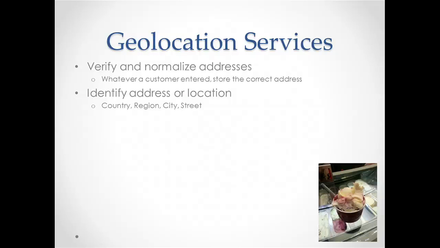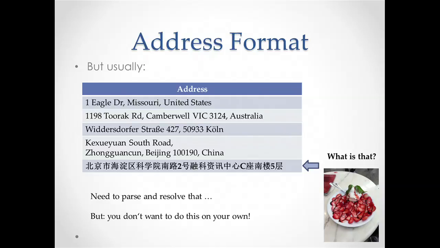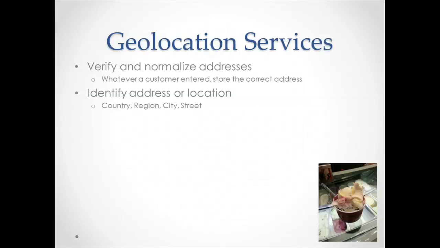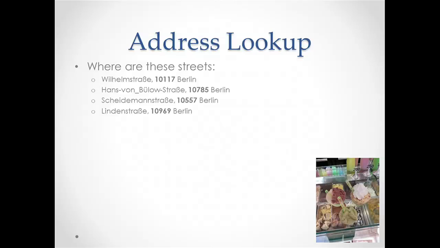Okay, now, of course you can go and try and find out on a map where is this address, which country. Okay, that's easy. You can look at the country code here. You can maybe figure out which city to get an idea where your address is. But once you get down to a street name, it gets complicated. Can you tell me where these four addresses are? Okay, it's in Berlin, that's easy.